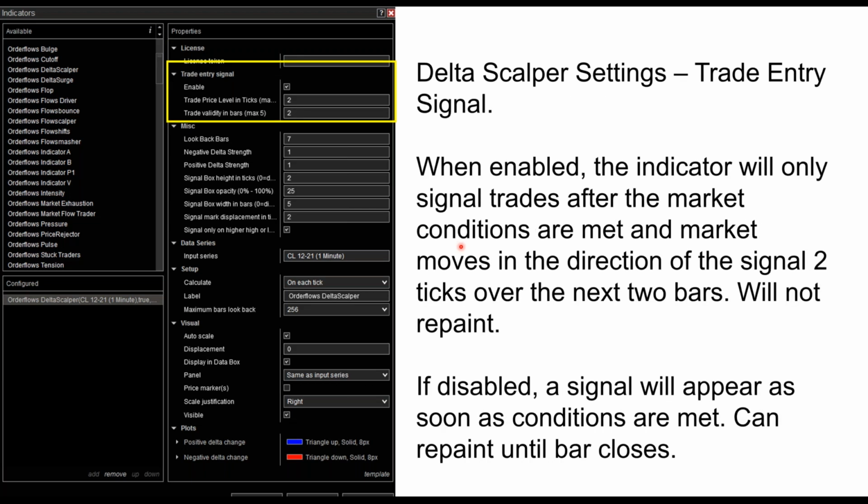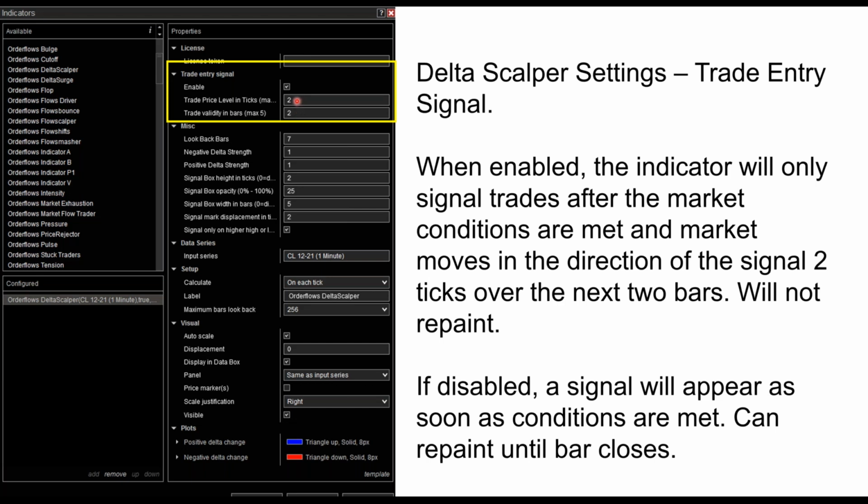Now the trade entry signal. This is one of the new features. Delta Scalper has been around for a while, but this is one of the new additions we've put in. You can choose to enable or disable it. When enabled, the Delta Scalper is only going to signal trades after the market conditions are met and the market moves in the direction of the signal by at least 2 ticks over the next 2 bars. Price level in ticks is 2. Trade validity in bars is 2.